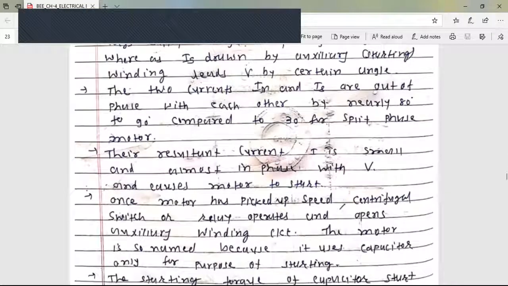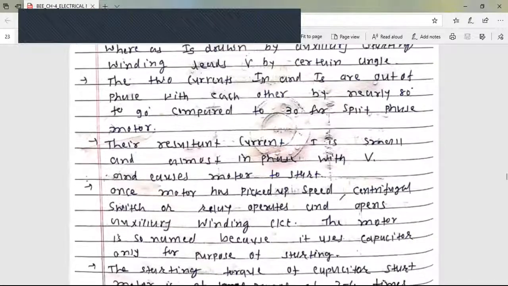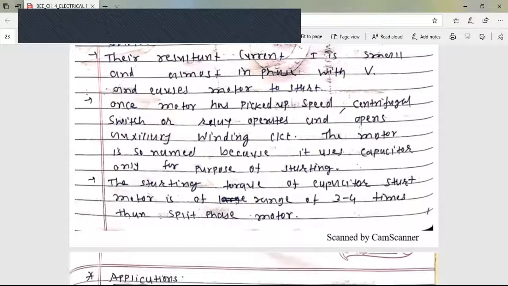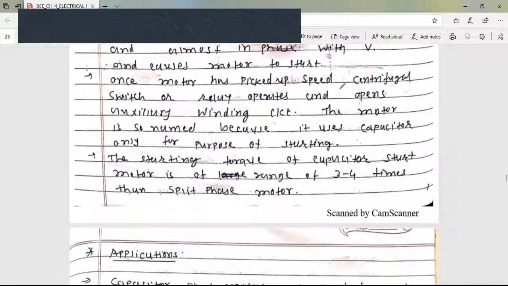When the motor has picked up speed, the centrifugal switch or relay operates and opens the auxiliary winding circuit. So we can say that the auxiliary winding can be disconnected from the circuit, and the motor is so named because it uses the capacitor only for the purpose of starting. The starting torque of the capacitor start motor is in the range of 3 to 4 times that of the split phase motor.